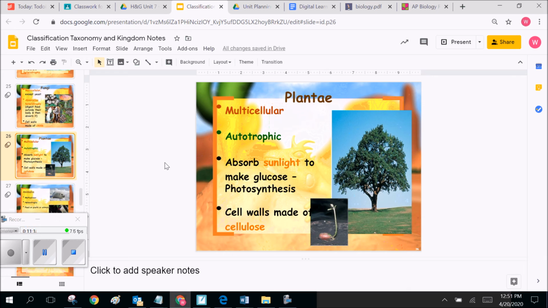Most of them absorb sunlight to make glucose in photosynthesis, but not all of them, and their cell walls are made out of cellulose rather than chitin. So it might seem weird to talk about what cell walls are made out of as a distinctive feature, but it is one of the features that we use to classify these organisms.